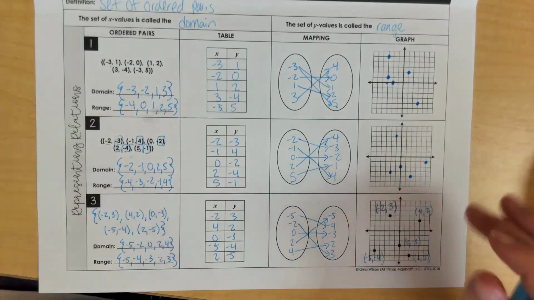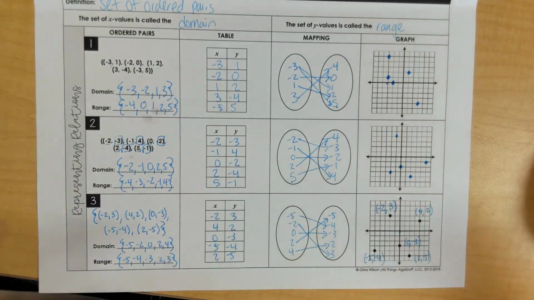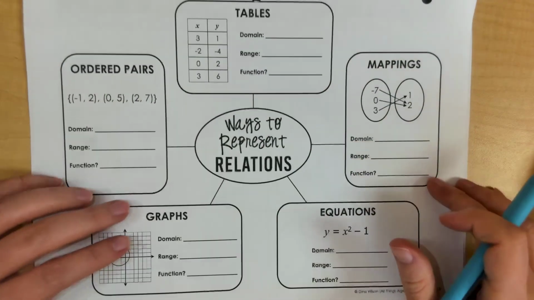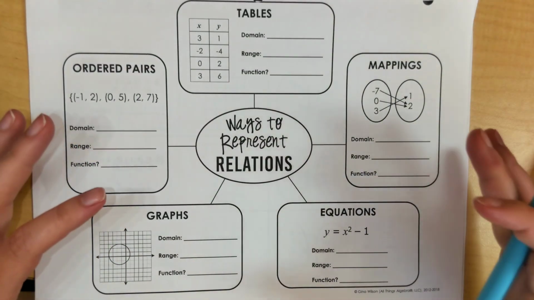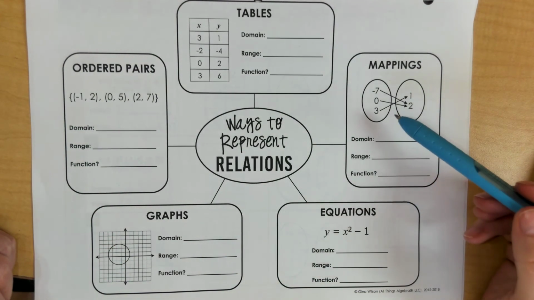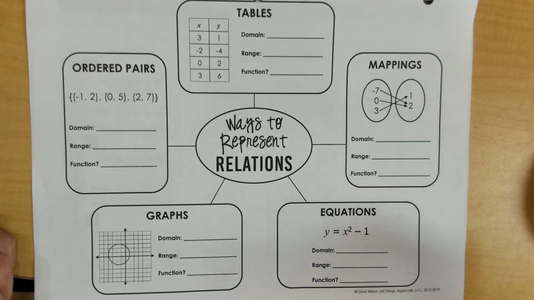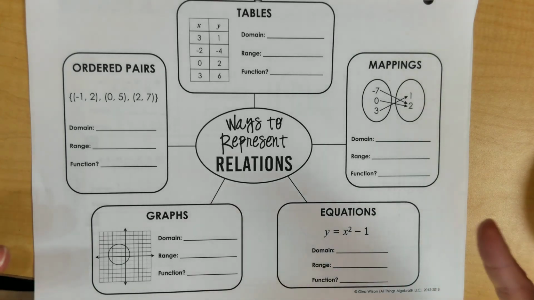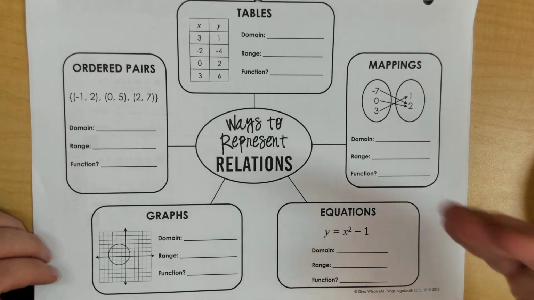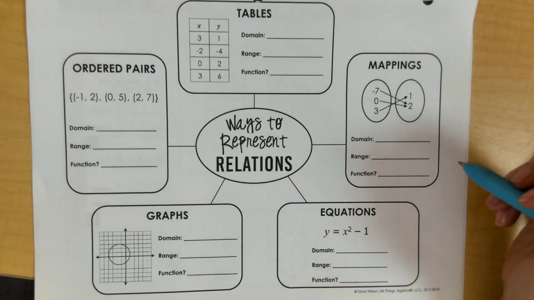Okay. Now I'm going to stop here. We're going to do a second video, and we're going to go back to our ways to represent relations, and we're going to kind of talk through these, including ways to do our domain and range, and then finally find the function. And this will include both discrete and continuous when we get to this point.